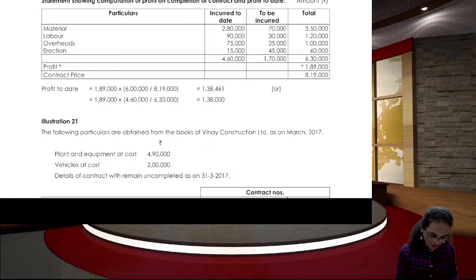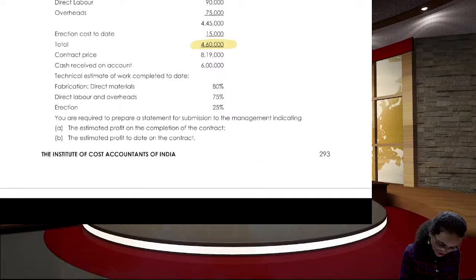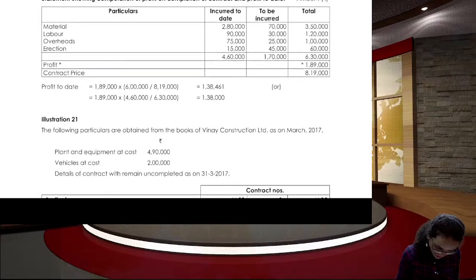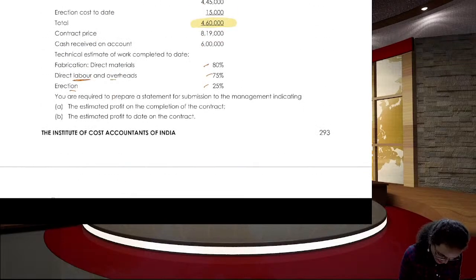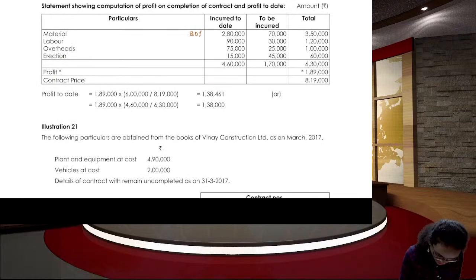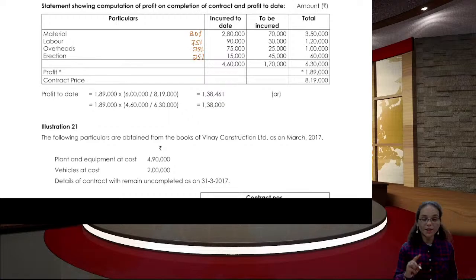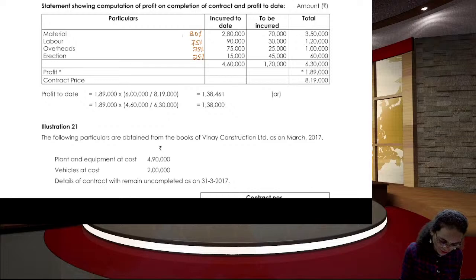What is the percentage of completion? The percentage of completion is: material 80, labor and overhead 75, erection 25. So the remaining portion has to be done. 2,80,000 represents 80%. Then what about the remaining portion? It is 20%, right? The remaining portion into 20%.